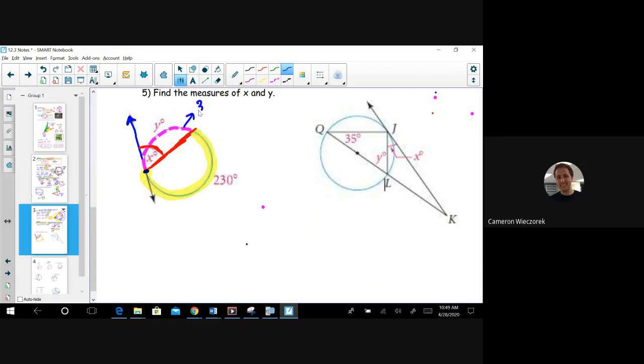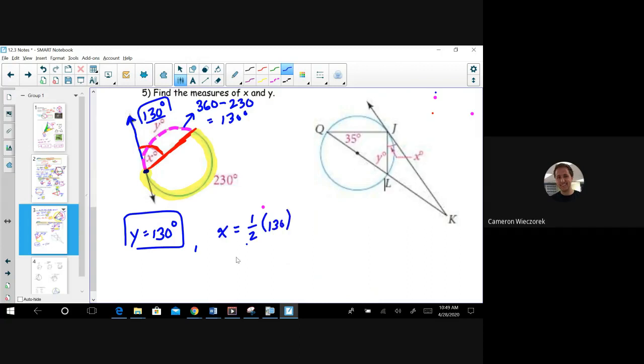So this pink arc is 360 full circle minus the yellow arc, 230. That leaves me with 130 degree arc. So y is equal to 130, just using the fact that the circle has to add up to 360 degrees. But then angle x is a tangent chord angle to that intercepted arc, so it's half as big. So x is just half of 130, which means x has to be 65. There we go. So y is 130, x is 65.